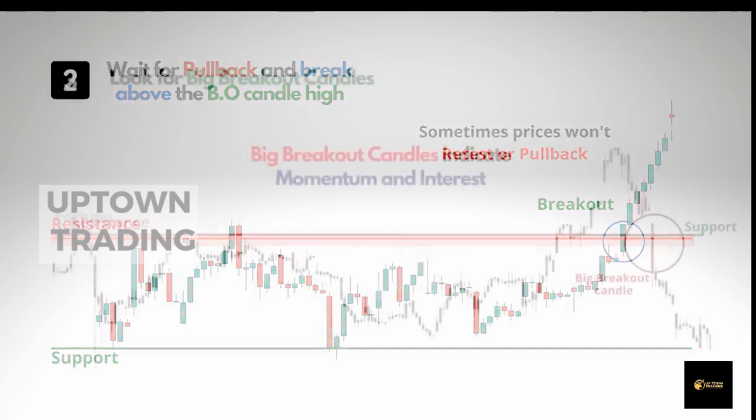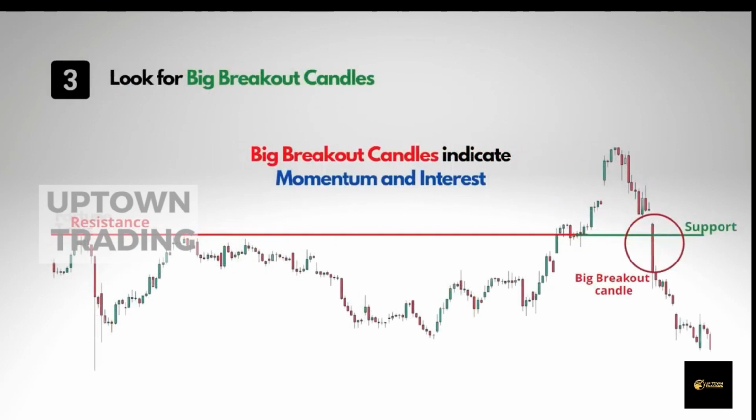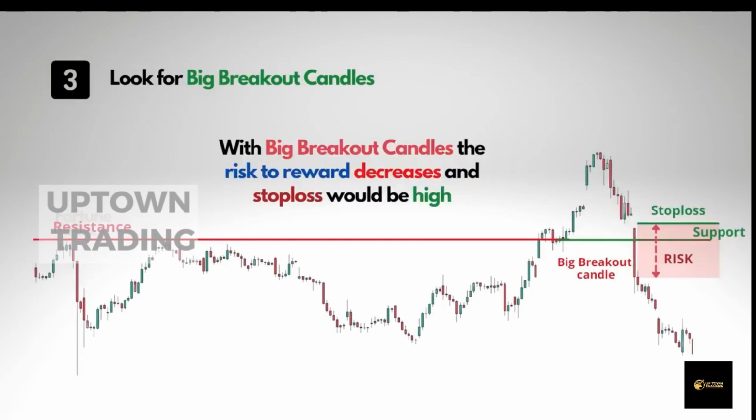Now the third point is to look for big candlesticks, which will indicate that there is momentum behind the breakout, and you have to check for large breakout volumes which is higher than the previous volume. But on the downside, a very large candle means that you have potentially missed a hefty part of the move. So it can right away affect your risk to reward as well as the placement of your stop losses.